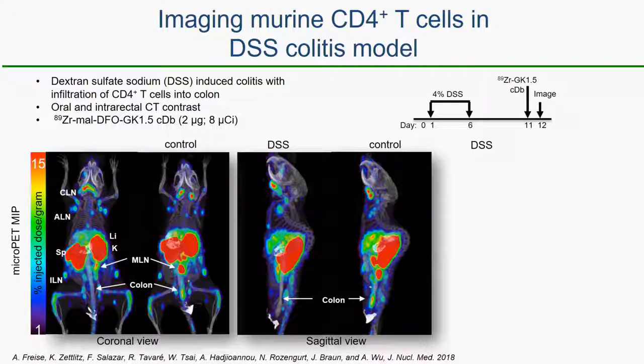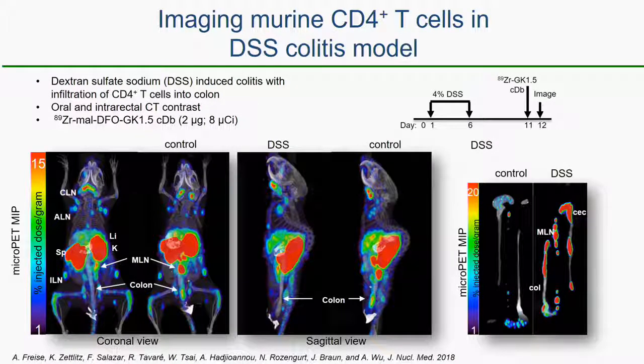And here on the sagittal view, it's really clear. There's the mesenteric lymph nodes, but we have CT contrast in the colon. So you can see in the normal mouse, the colon is cold. And in the colitic mice, there's a very high level of signal. And when we take those tissues out and image them ex vivo, it very clearly confirms what we were seeing in vivo. In the control mouse, very low activity, a little bit in the cecum, but really the colons are cold. And in the DSS-treated mice, you can just see very, very strong signals: cecum, colon, and the mesenteric lymph nodes.